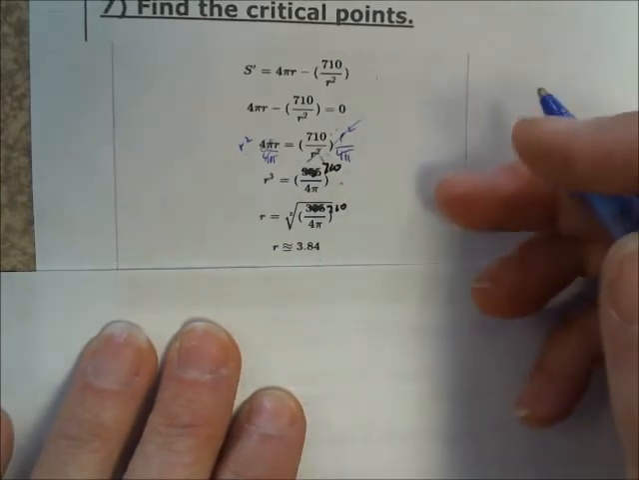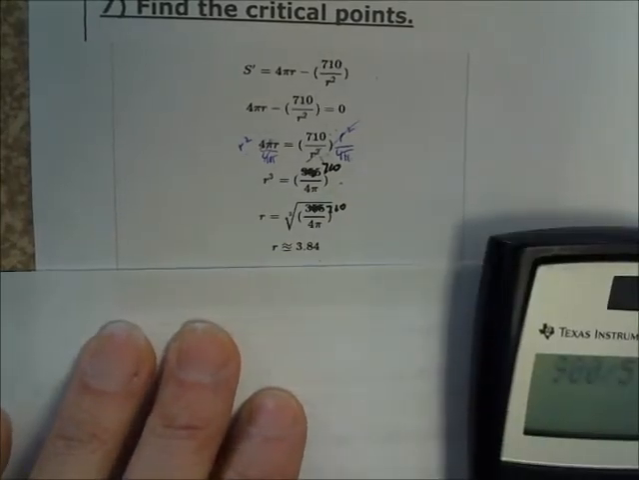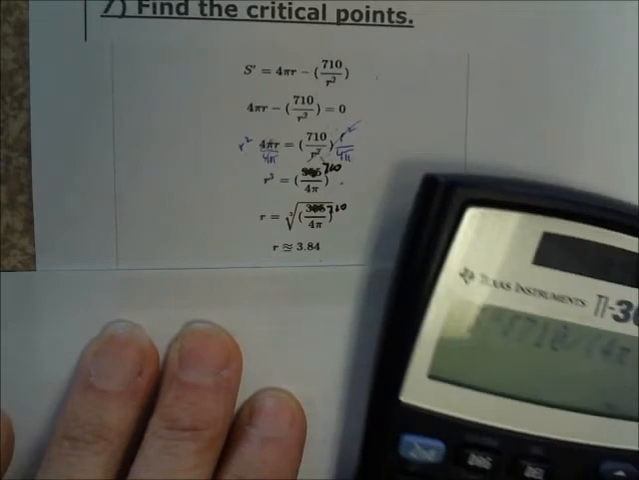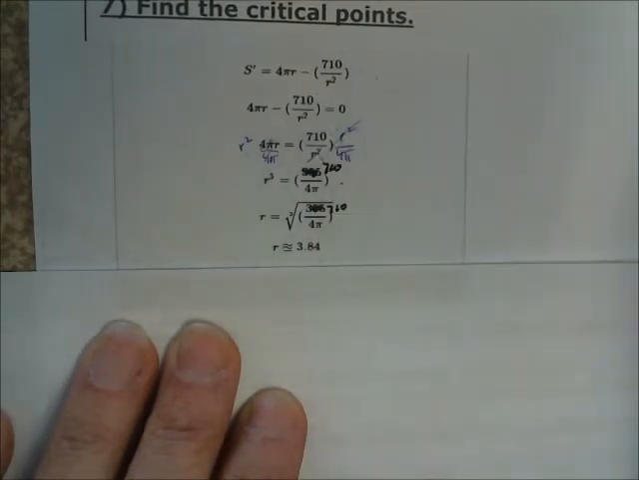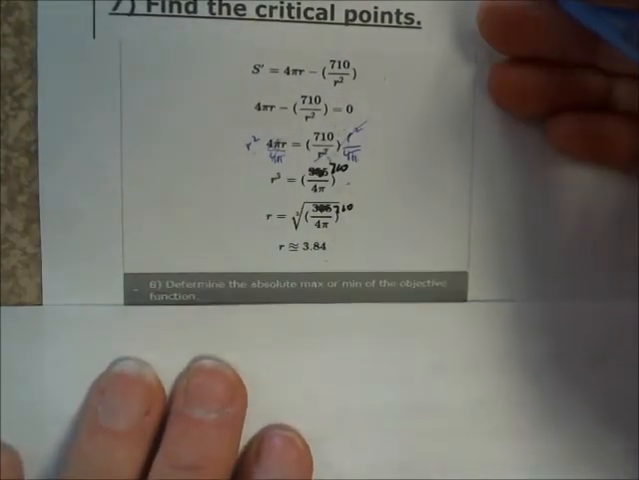I would probably take that to another decimal place, because usually we have to take that to 3 decimal places. The cube root of 710 divided by 4 times pi. Oops, I did something wrong there. Anyways, 3.84, there's probably another decimal place.